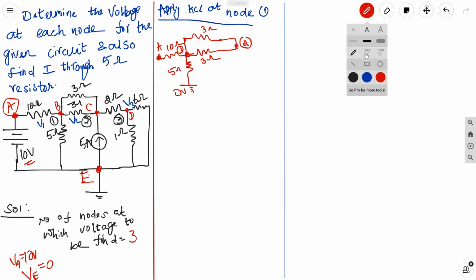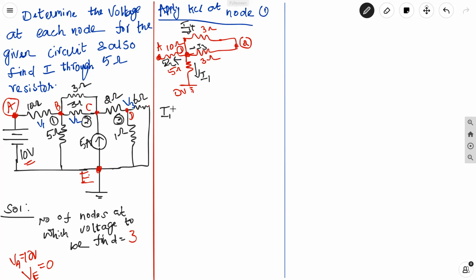Now, as usual, we choose all the currents as outgoing currents. I'll choose the current through the 5 ohm as I1, this is I2, this is I3, and this is I4. Now let us apply KCL. As per KCL, the sum of incoming current equals the sum of outgoing current. So we assume all the currents are outgoing: I1 plus I2 plus I3 plus I4 equals 0.